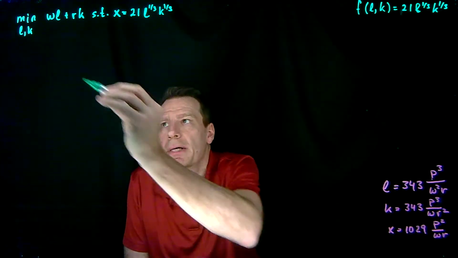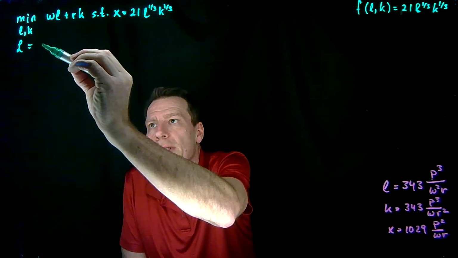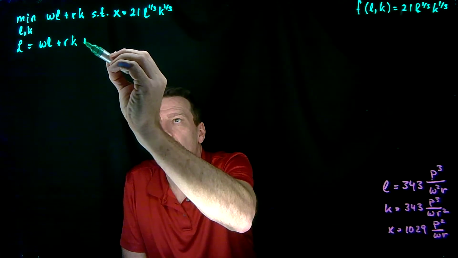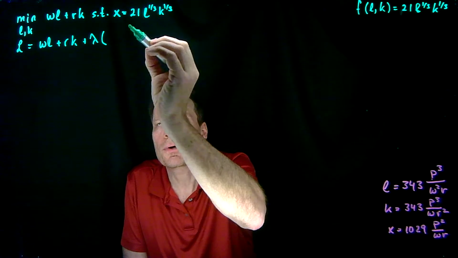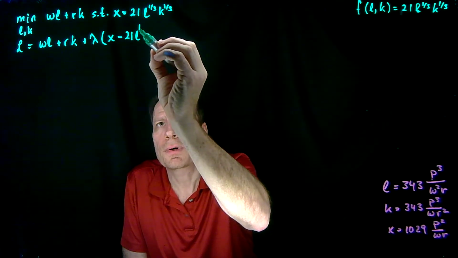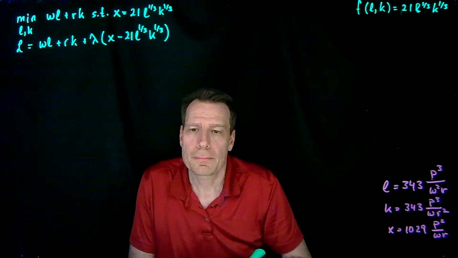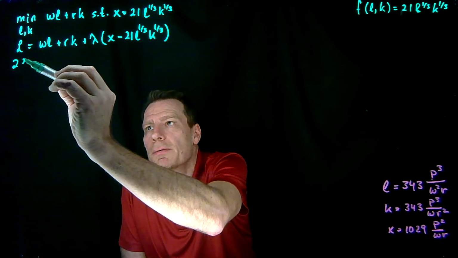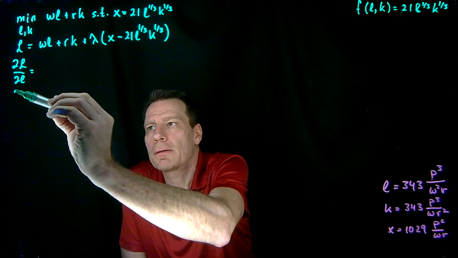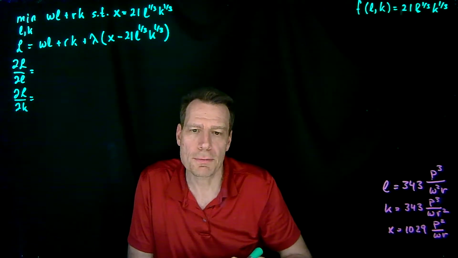We can solve that problem by setting up the Lagrangian, which first has the thing we're trying to minimize, the costs WL plus RK, plus lambda times the constraint with all the terms collected to one side, x minus 21 L to the 1/3, K to the 1/3. Then we take the partial derivative with respect to the things we're choosing, so with respect to L and with respect to K. And those will be set to 0.